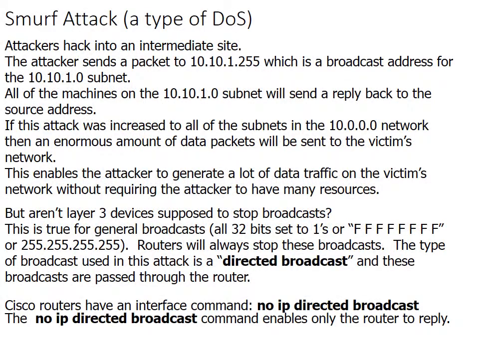For a Smurf attack, attackers hack into an intermediate site. Then the attacker sends a packet to a broadcast address for a network. All of the machines on the network will send a reply back to the source address. Then an enormous amount of data packets will be sent to the victim's network.